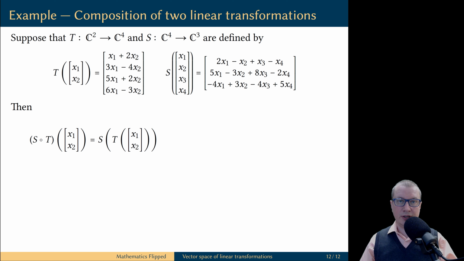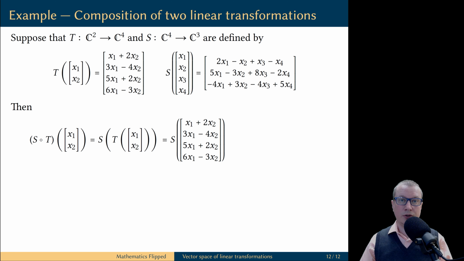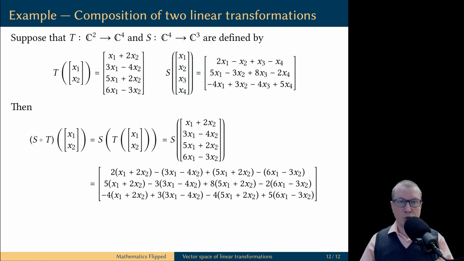First, we apply T to the input, which is a vector in C2. Then we take the output of T, which is a vector of size 4, and use it as an input of the linear transformation S. We know what S does to each input. We have a formula for S, and all that remains is to simplify the expression. And you see from this computation that indeed S composed with T is a linear transformation. Notice that the composition goes from C2 to C3.